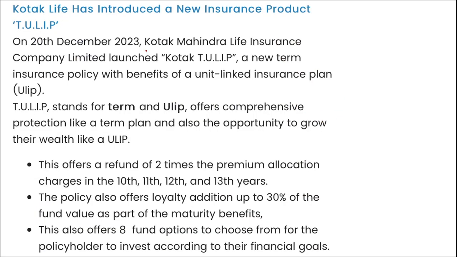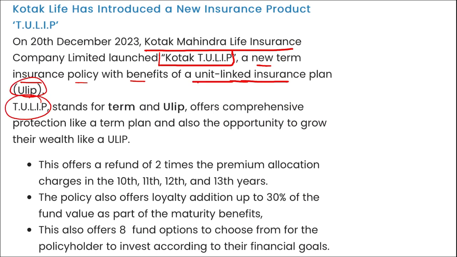Moving on, next is Kotak Mahindra Life Insurance Company. They have launched Kotak Tulip. This is a new term insurance policy with the benefits of a unit linked insurance plan, that is ULIP. Here Tulip stands for term and ULIP, that offers protection like a term plan and also the opportunity to grow wealth like a ULIP. Correct? ULIP is your unit linked insurance plan, right?